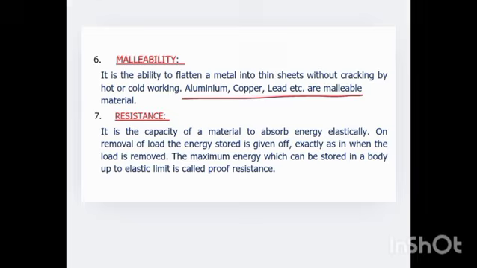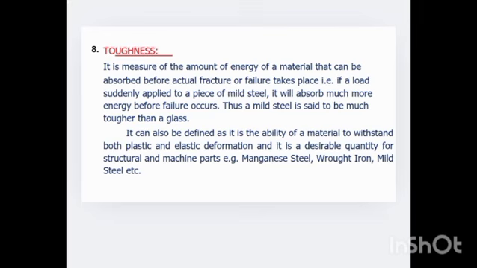Then resilience. Resilience is the ability of a material to absorb energy within the elastic limit, within the elastic limit only. The maximum energy stored within the elastic limit is called proof resilience. Then toughness. Toughness is the ability of a material to absorb energy before fracture. This includes both.